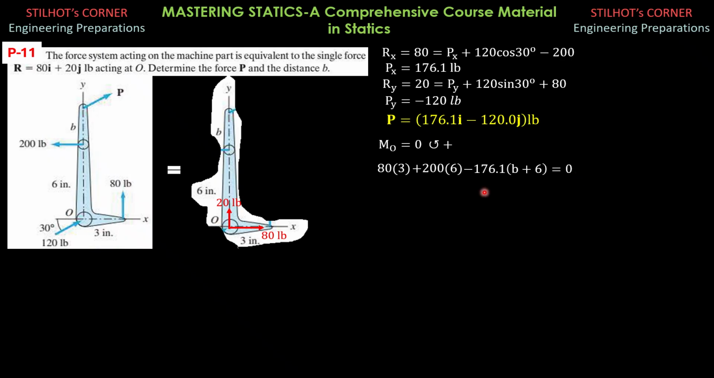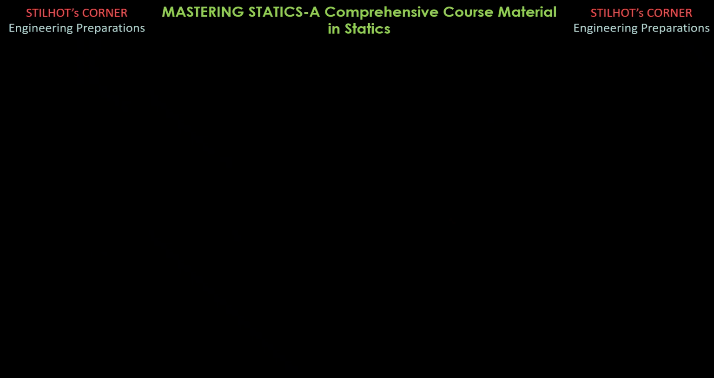The x component produces a clockwise moment about O, so that's why it's minus, with moment arm b plus 6. And the vertical component passes through O. So we have to solve for b from this equation. So 383.4 equals 176.1 b. Solving for b, it is 2.177 inches. So that's the solution to this problem.